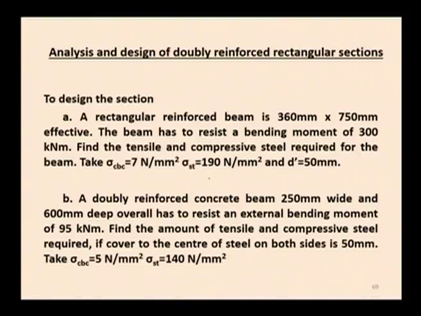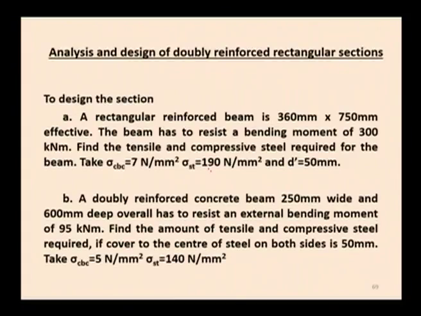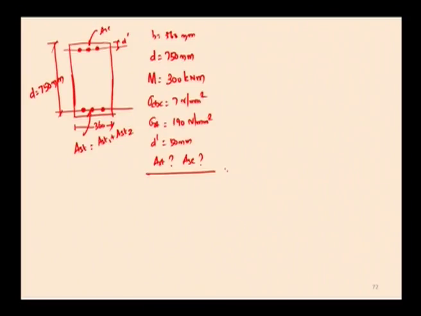Sigma CBC is 7 Newton per millimeter square, sigma ST is 190 Newton per millimeter square, and D dash is equal to 50 mm. Find AST and ASC.